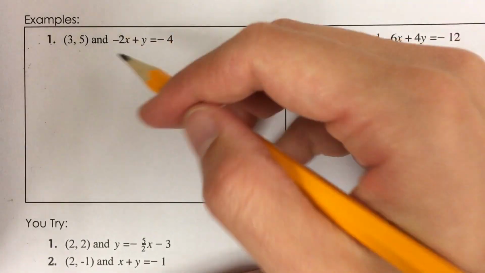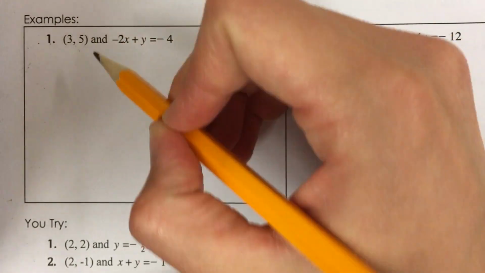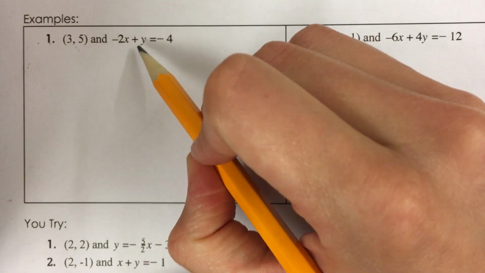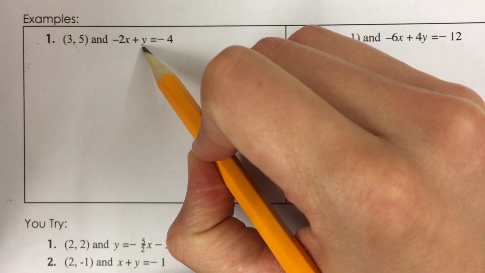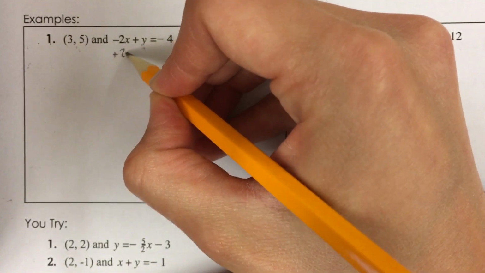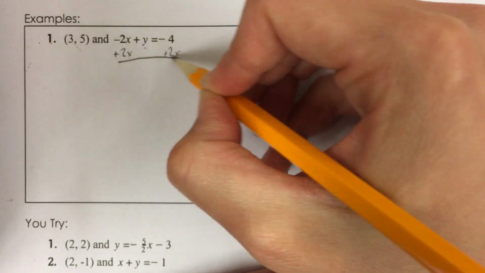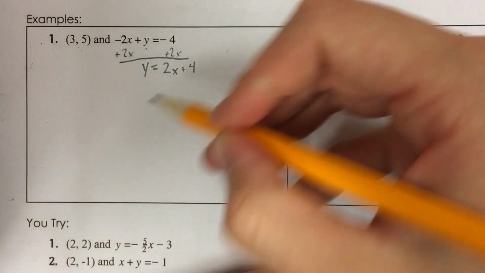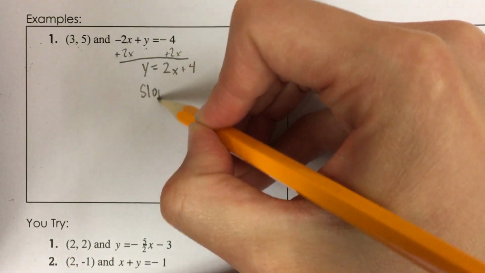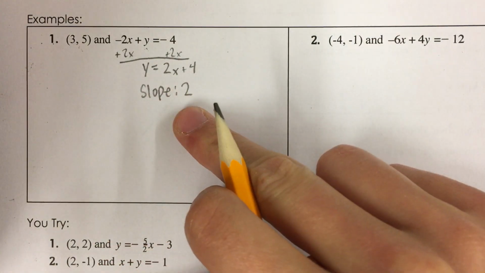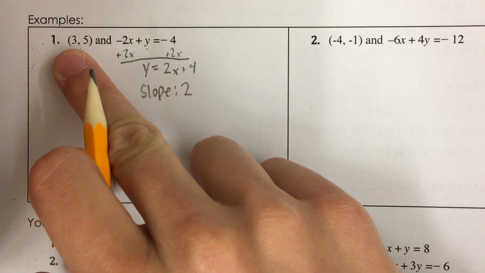Okay? So first, I know how to write an equation if I have a point and a slope. So the only information I need from this line is the slope. That's all I need. Okay? So I'm going to rearrange it into slope-intercept form just so I can get the slope. Okay? So the slope is 2. So now I need a line that has a slope of 2 and it goes through this point.